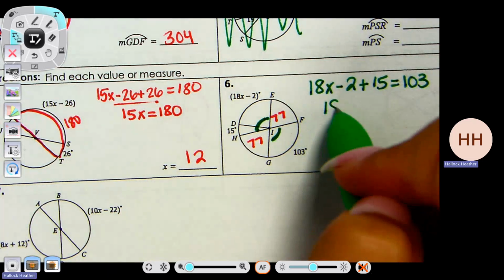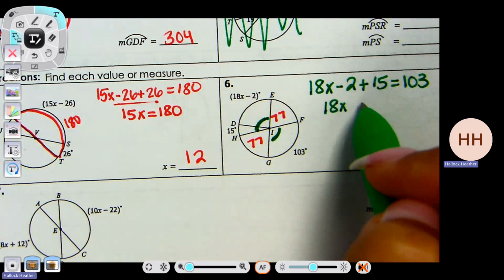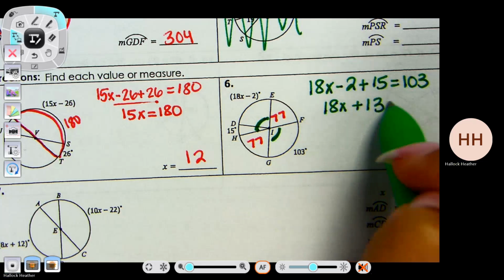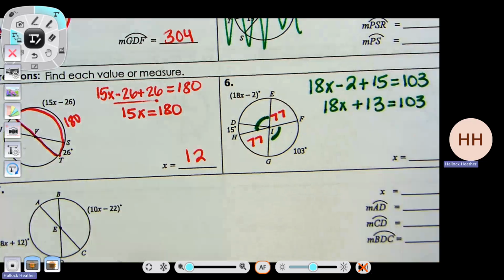So 18x minus 2 plus 15 is 13. So if I minus 13 and I divide by 18, what do I end up getting for x? 5.